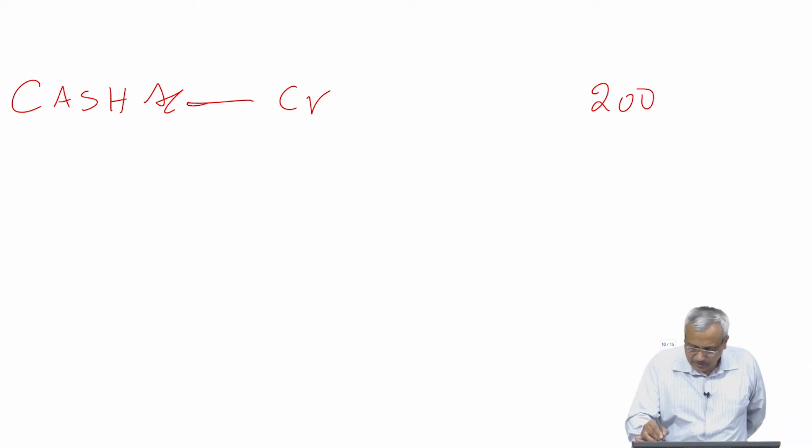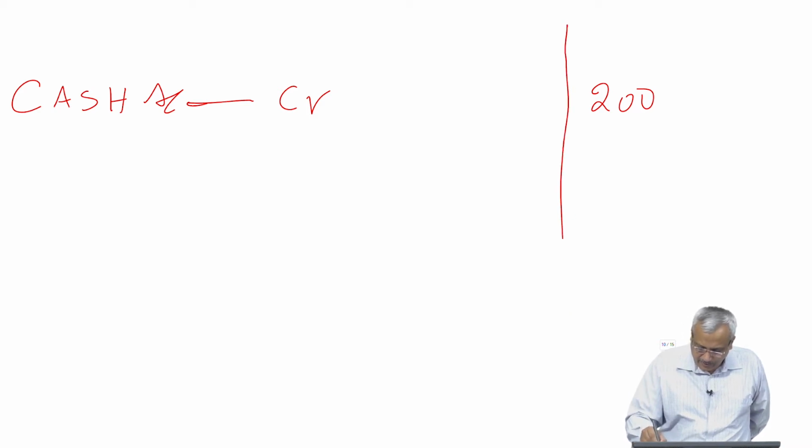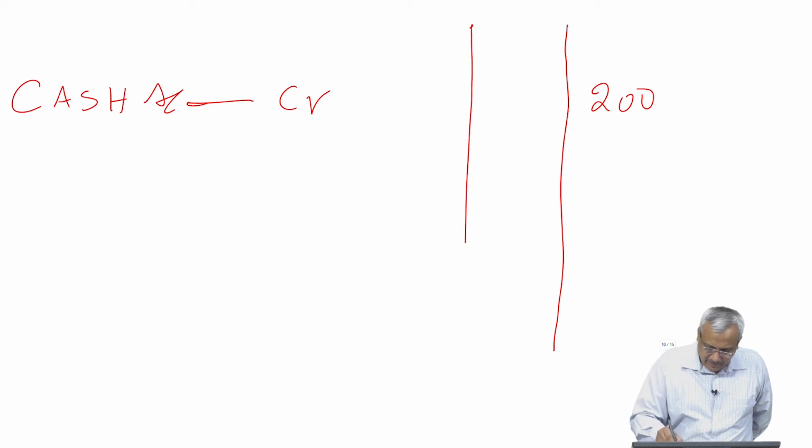Please follow the columns. You can say there are two columns out there, debit, and another column, credit. We say CR and then we say DR in the process.